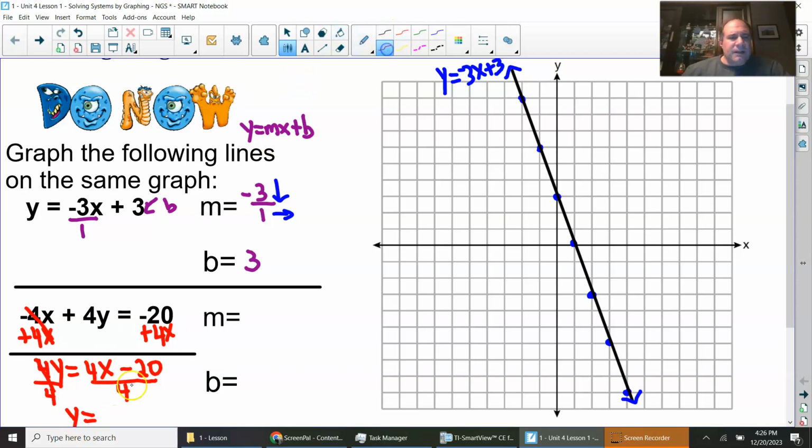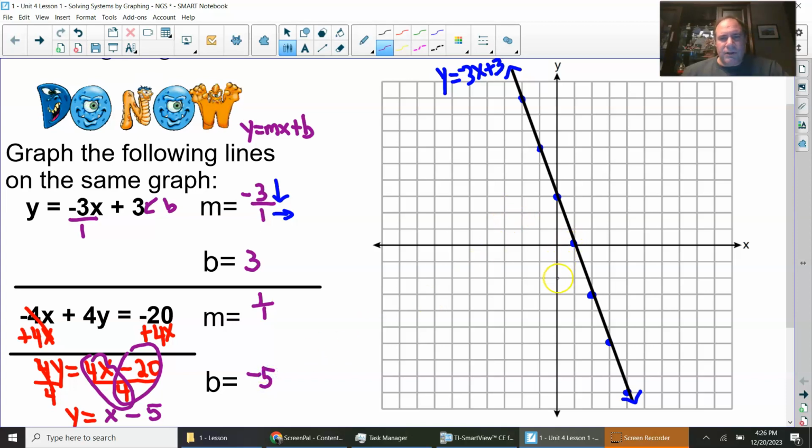And then we're going to do kind of like a butterfly method right here. This is 4 divided by 4, right? If it's 4 divided by 4, that's 1. And the x is just kind of hanging out there. It's 1x. You don't write 1x, you just put x. And then you do -20 divided by 4. -20 divided by 4 is -5. So the slope is 1 over 1. And then the y-intercept is -5.